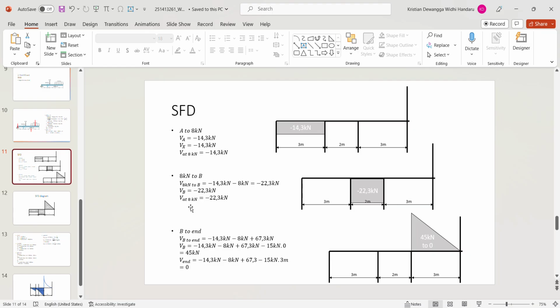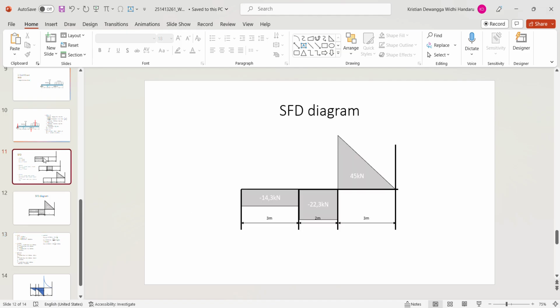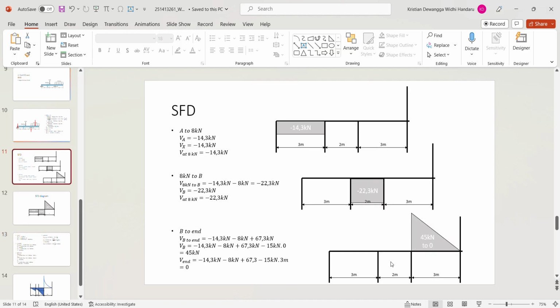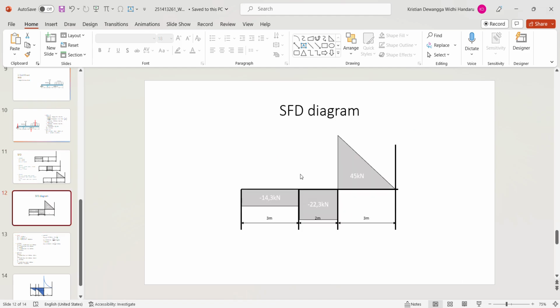And then last is the B to N. This is the B, and then the end is in here. So we got minus 14.3 kilonewton minus 8 kilonewton plus 67.3 kilonewton, and then we got the answer for the VB is 45 kilonewton. And then for the V at N equal to 0. And then this is the final diagram of the SFD for number 2.